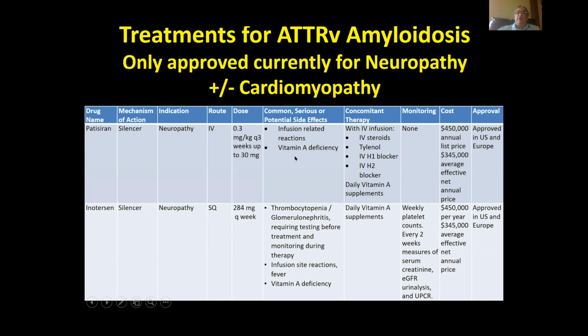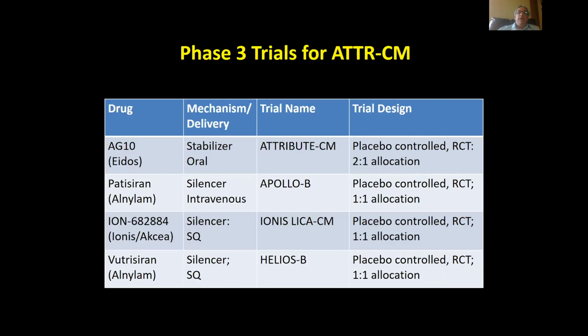Rare infusion reactions are seen. Both agents, because they lower TTR and lower RBP, require patients to take vitamin A along with them. With patisiran, there need to be pre-medications to prevent any of these infusion reactions. Inotersen is administered subcutaneously every week, but it has an associated REMS FDA monitoring because patients in the trial had, rarely, but some had, severe thrombocytopenia and glomerulonephritis. And again, while both agents are approved in the US and Europe, cost is exceedingly high for both.